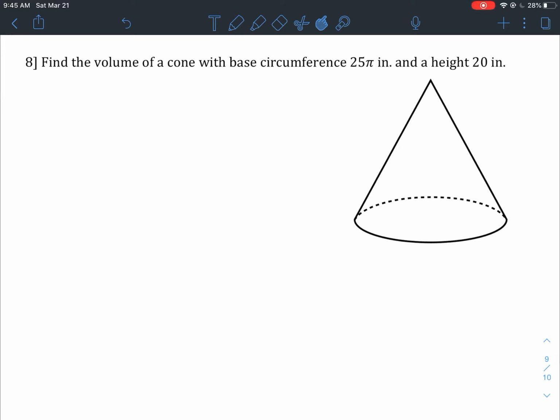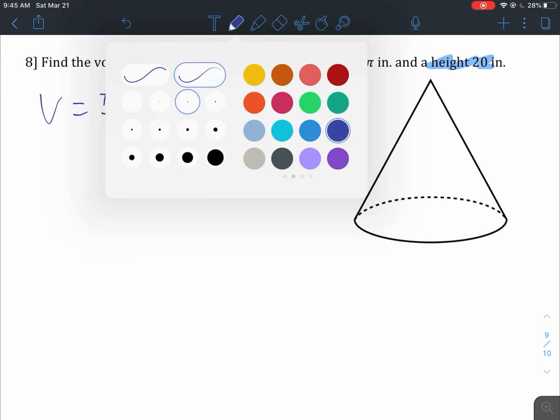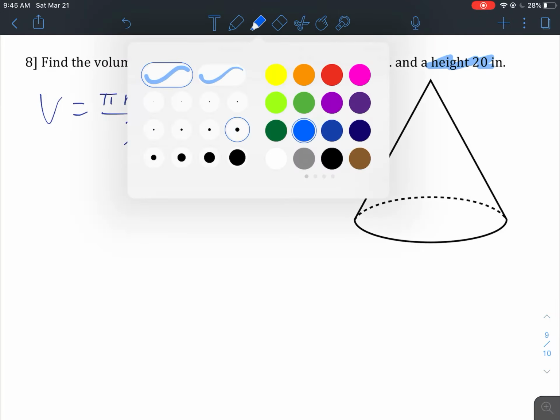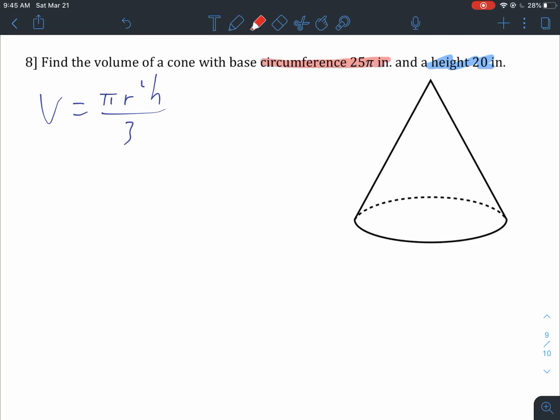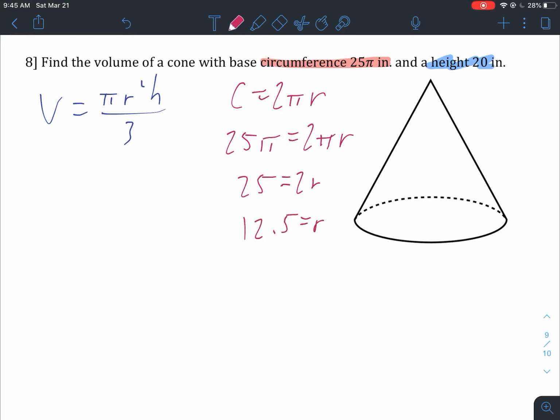So here we have one more cone. Again, we use the same formula that we've been using. They give us the height, but they don't give us the radius. But what they do give us is this. I know circumference is 2 pi r, and I know this circumference is 25 pi. Dividing both sides by pi, I get this. And dividing both sides by 2, I get my radius is 12.5.